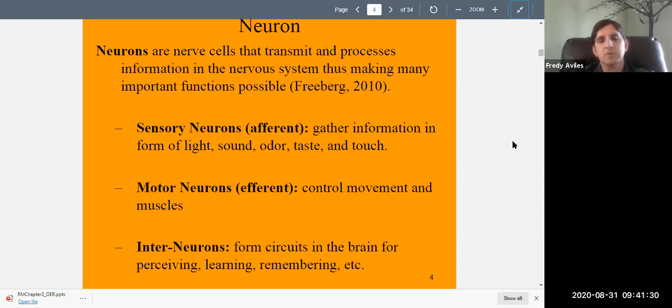So we're gonna start out by talking about these three kinds of neurons. There are sensory neurons that have to do with your senses, motor neurons, which have to do with movement, and interneurons. And the interneurons are the ones basically that actually allow you to think and to understand things. So sensory neurons, what they do is they gather information in the form of light, sound, odor, taste, and touch. Those are your five senses.